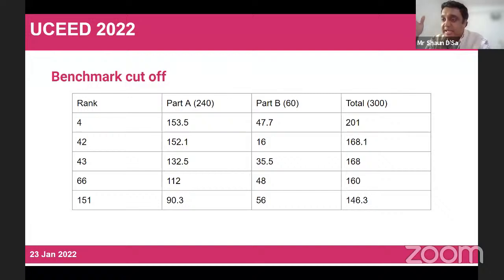95, 96 percentile, right, out of 100. Whereas 153 is almost some 63, 64% out of 240. So that means if you're even close to a 153, you're almost smashing the exam, okay?